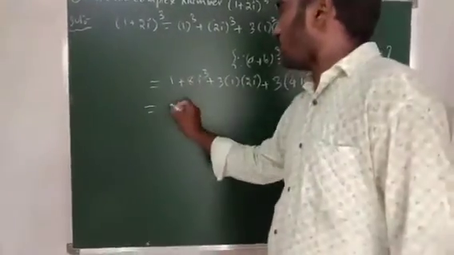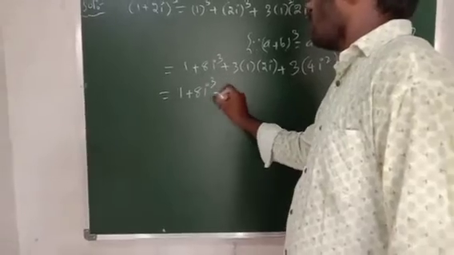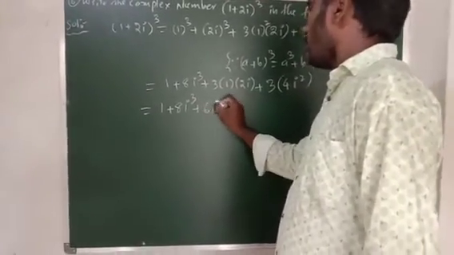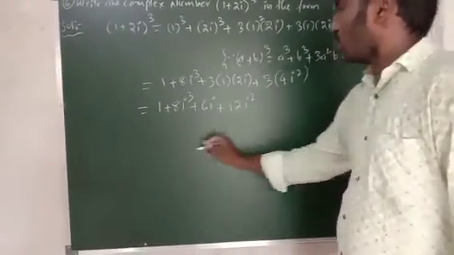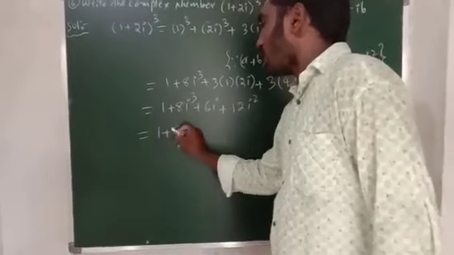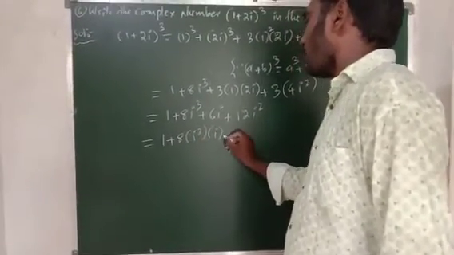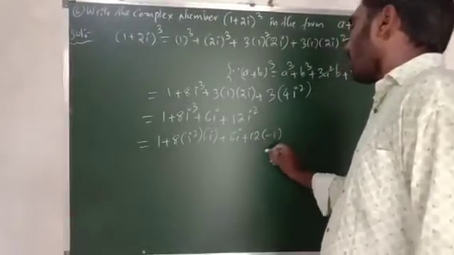So this is equal to 1 + 8i³ + 3 into 1 is 3, 3 into 2 is 6i, plus 3 into 4 is 12i². So this is equal to 1 + 8 into i³, which can be written as i² into i, + 6i + 12 into i² value, which is −1.